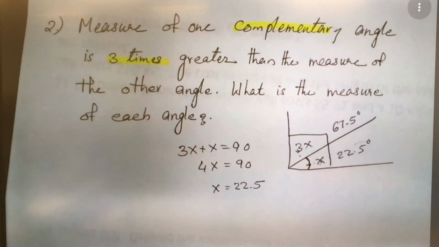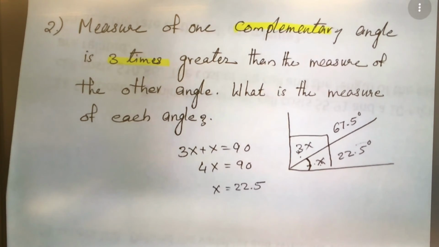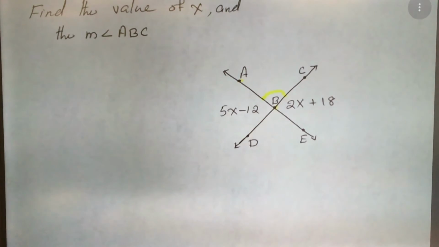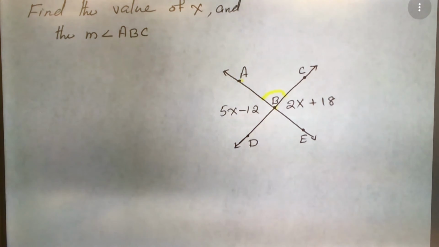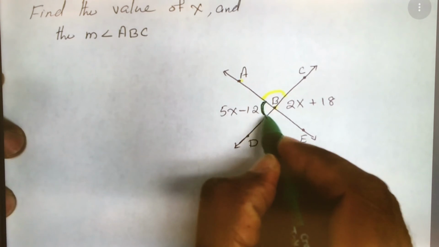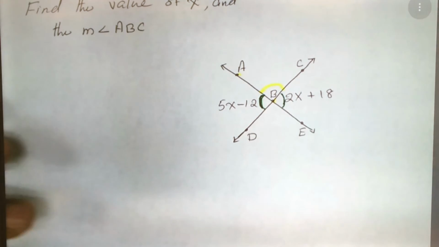Let us move to the next type of question, which is about the vertical angle. Here it is. We need to find the value of x and the measure of angle ABC. Here is angle ABC. First I need to set up an equation and solve for x. Let us look at what is given here. This angle is 5x minus 12, and this angle is 2x plus 18.